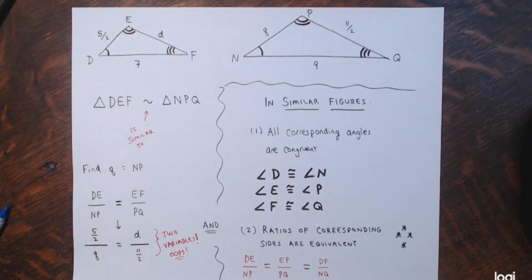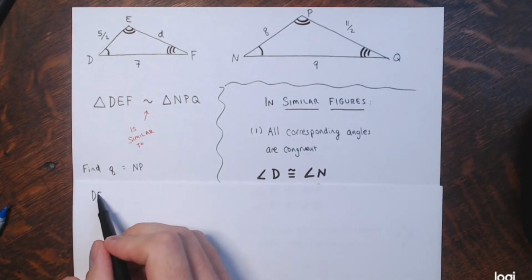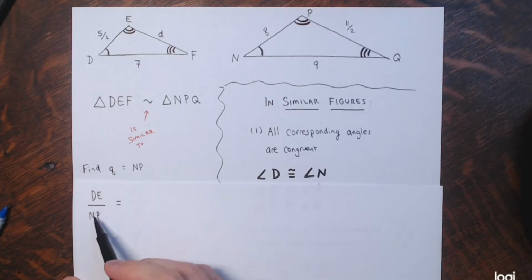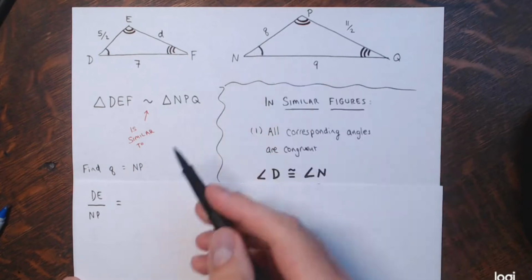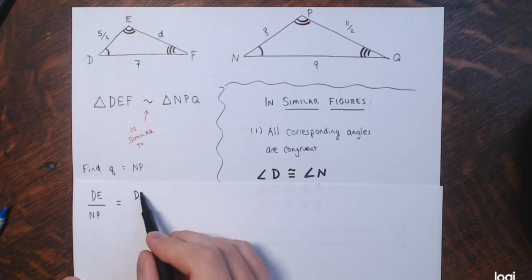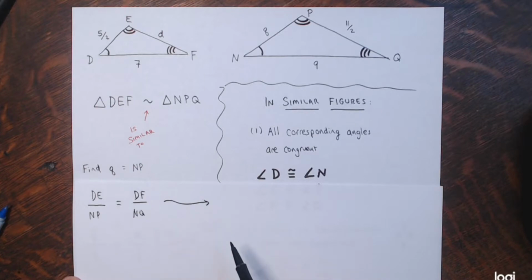Find a value. So instead of that ratio, instead of taking DE to NP and setting it equal to EF to PQ, I'm going to do the following. I'm going to take DE to NP, the ratio of those corresponding sides, because NP has the q I want, and instead of doing EF to PQ, I'm going to do DF to NQ. And once again, set it up so that the numerators are from the same triangle and the denominators are from the same triangle. So let's look at what that equation looks like.